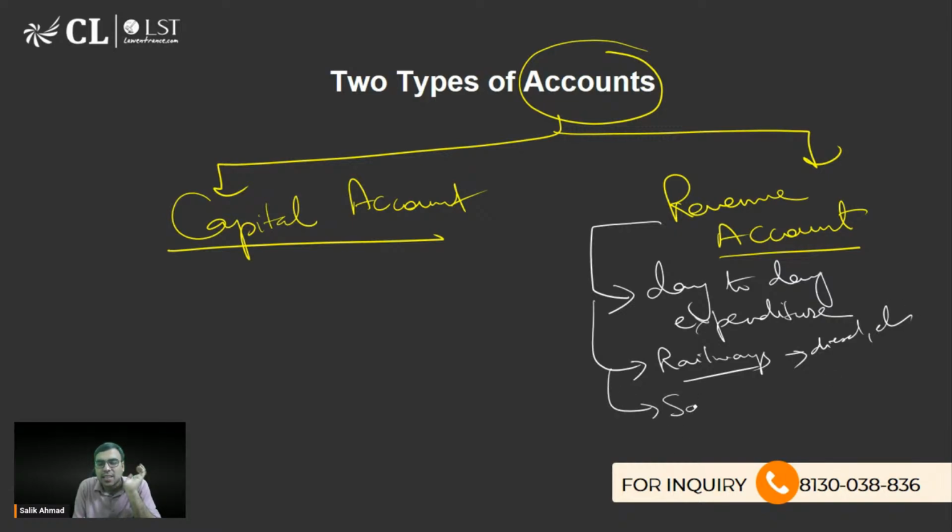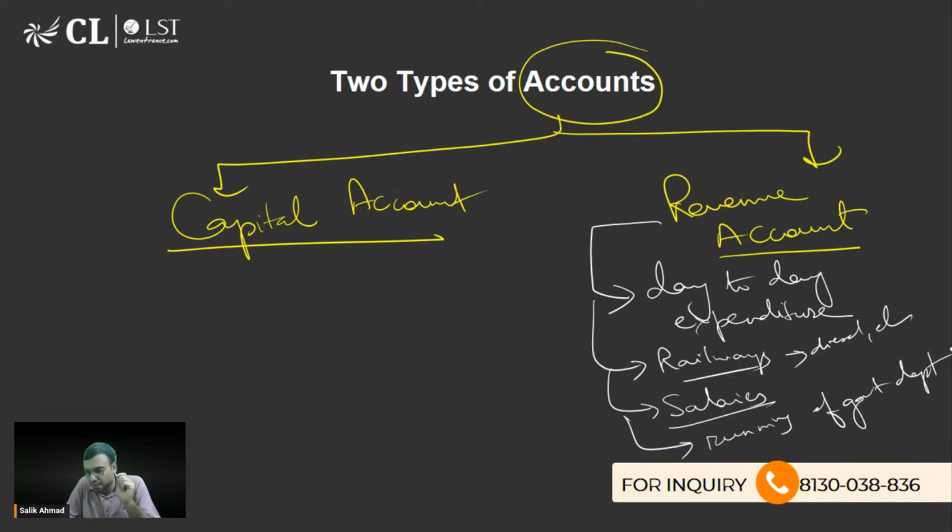For example, salaries हर month देना होता है. Every month the government is supposed to give salaries to officers, employees, MLAs, MPs. Okay. For example, running of government departments, उसके लिए कुछ खर्च होता होगा. So these are day to day expenditure.